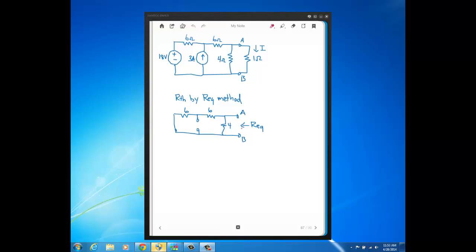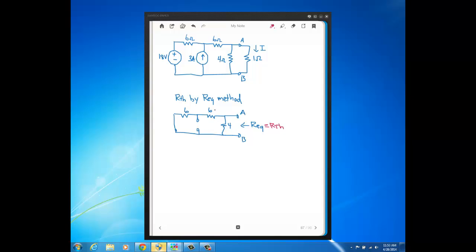As we talked about before, if you remove the load and eliminate the independent sources, you kill them. I killed this voltage source with a short, and I killed this current source with an open. Now if we find the REQ from the perspective of the load, that is R Thevenin.